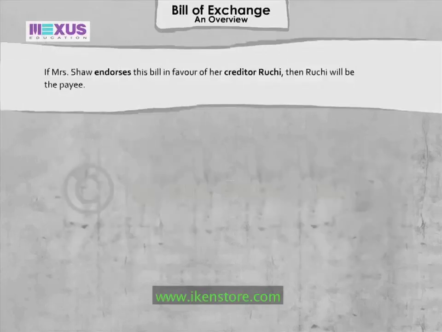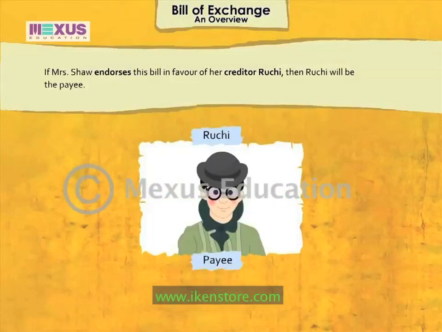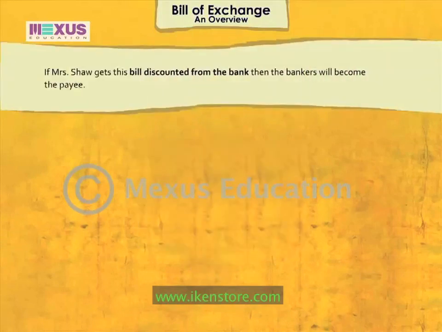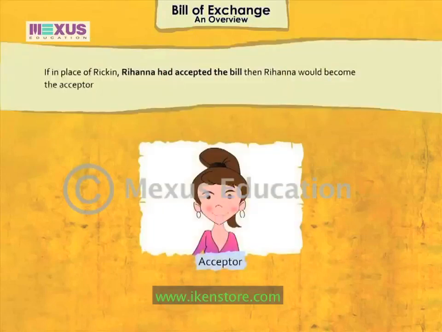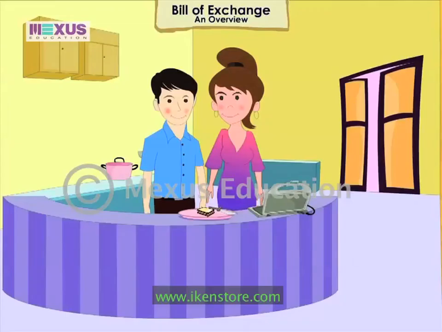Now let me twist this example a bit to explain a different scenario. First, if Mrs. Shaw endorses this bill in favor of a creditor Ruchi, then Ruchi will be the payee. Second, if Mrs. Shaw gets this bill discounted from the bank, then the bankers will become the payee. Third, if I, Rihanna, had accepted the bill instead of you, then I would become the acceptor. Correct me if I am wrong. Payee is the person to whom the payment is made and acceptor is the person who accepts the bill.